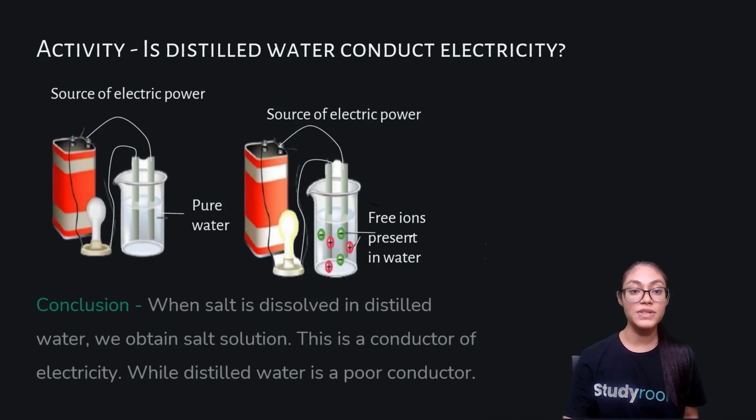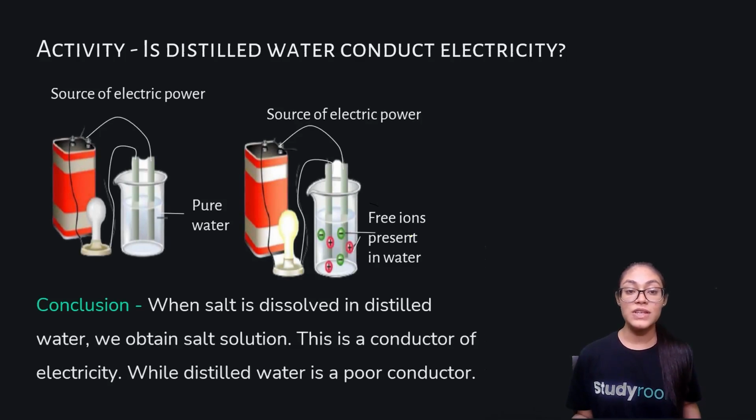Now let's perform this activity to see if distilled water is a good conductor of electricity or a poor conductor of electricity. You take a plastic cup, fill 2 tablespoons of distilled water in it, and connect it with the source of electric power. Now what you will observe is that the bulb will not glow, proving that distilled water is a poor conductor of electricity.